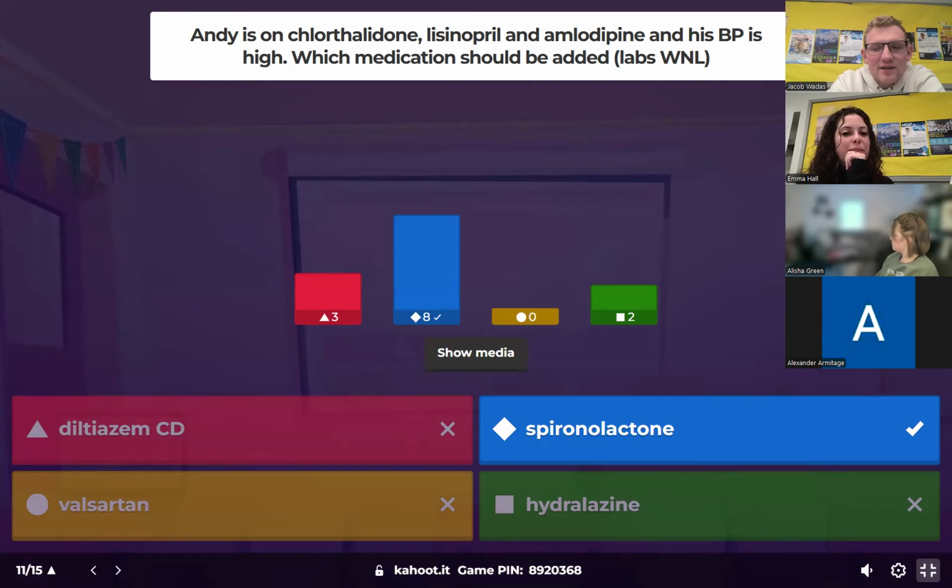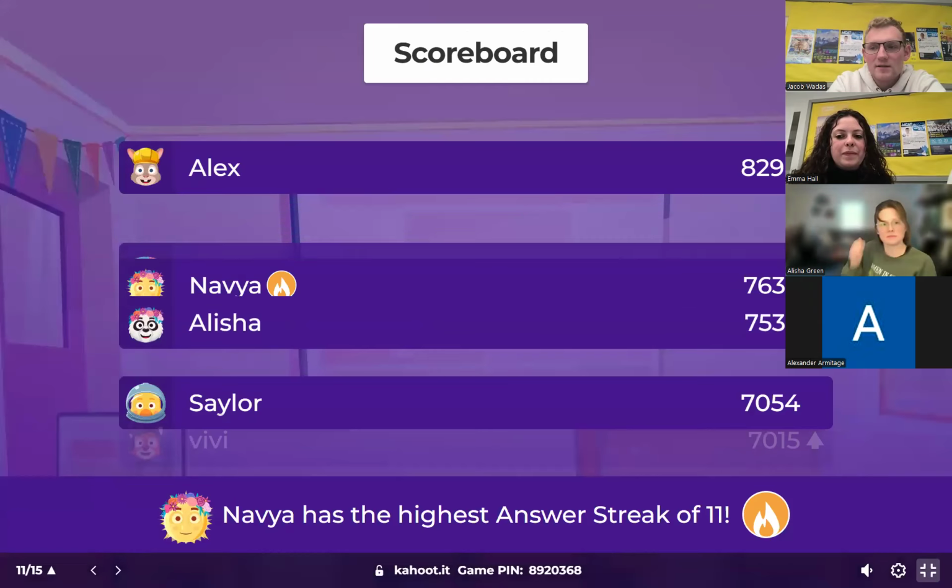Even if you have no idea what the answer is, try to rule out the other medications listed as options. If I see they're on an ACE inhibitor, I'm not going to start an ARB, right? So just try to rule out the different options. Very good, guys. Good stuff.